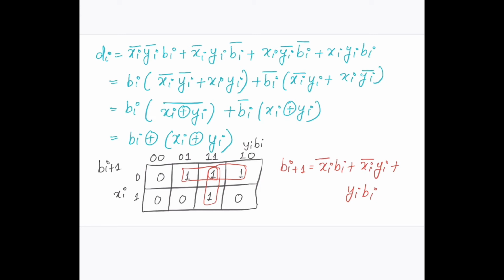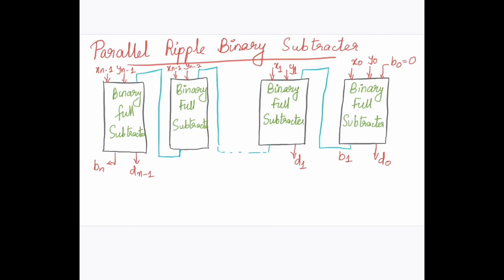Also, we can implement this using basic gates, but considering a parallel ripple binary subtractor, the same can be implemented using a full subtractor also. So the borrow output of one binary full subtractor will be given as input to the next binary subtractor.